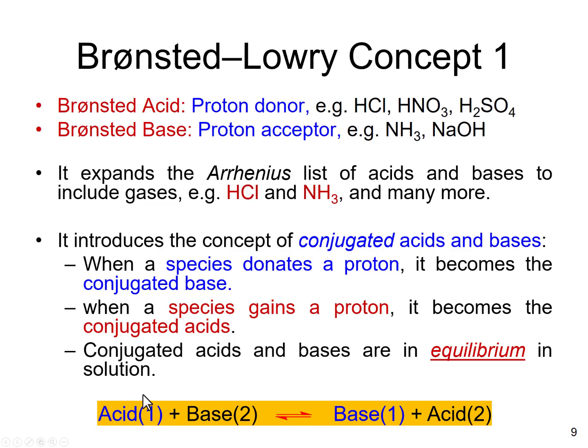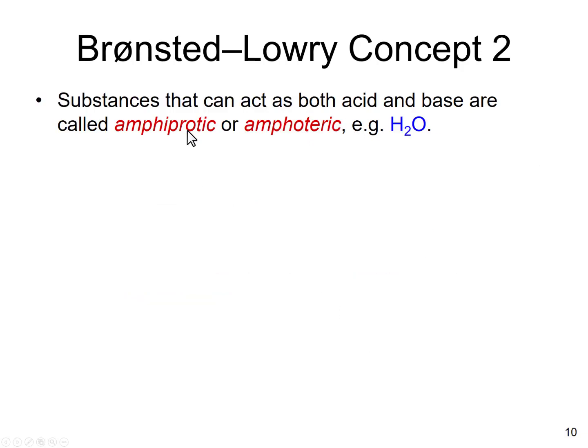The acid 1, after donation of its proton, will become base 1. On the other hand, the base 2, after receiving a proton, will become acid 2. The base 2 and the acid 2 are a conjugate acid-base pair, and acid 1 and base 1 are the respective conjugate acid-base pair as well. Now, substances that can act as both acid and base are called amphiprotic or amphoteric.